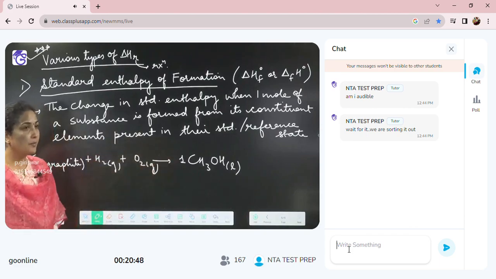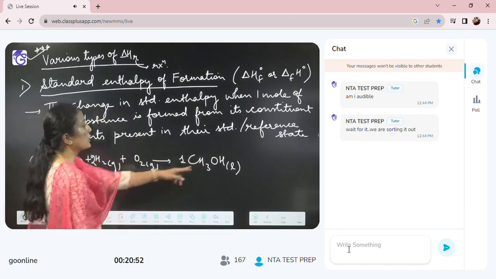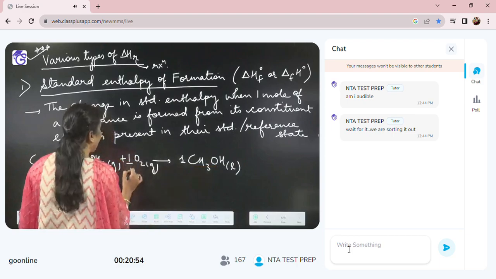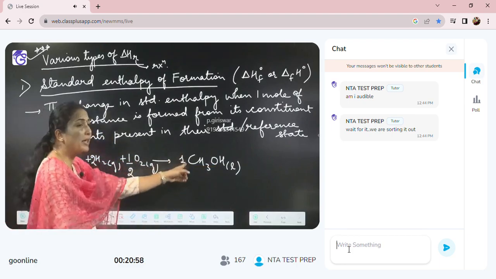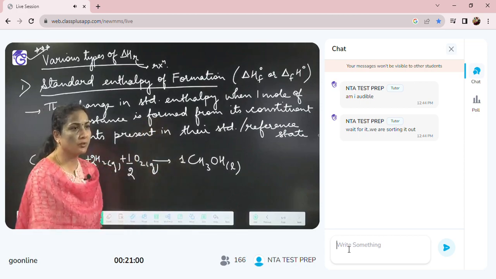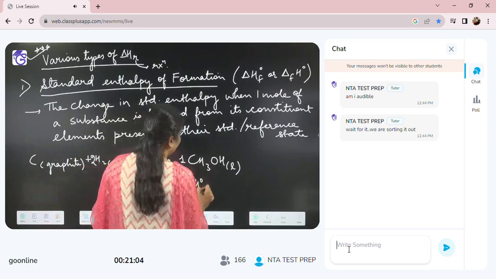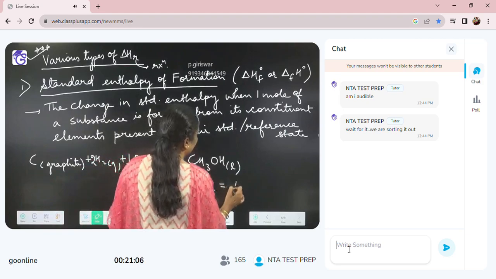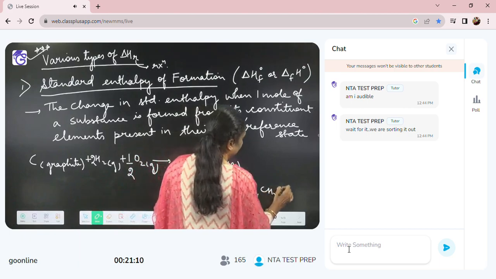Now balance it. Here hydrogen how many? 4. So I should be writing 2 here. Oxygen how many here? 1. I should be writing half. Do not try to multiply by 2 over here, because the moment you write down 2, it is not enthalpy of formation. Getting it? So I'll be writing here delta H naught for the reaction, that is equal to delta H naught formation for CH3OH liquid.